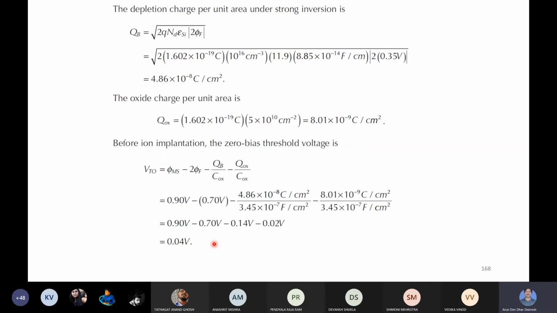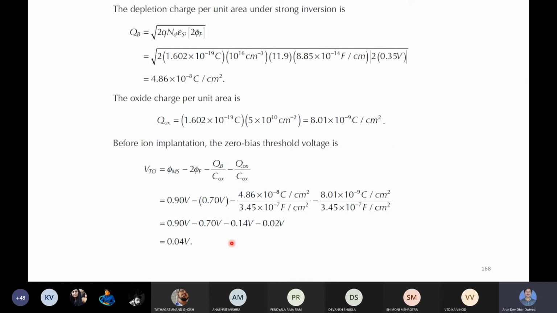0.04 volt. So though it is p type, it is coming positive, which is not desired. By this specification, whatever process parameters were given, you are getting threshold voltage 0.04 volt, which is not desired. This is why ion implantation is required, to make it negative. It is a p channel MOSFET, so its threshold voltage should be negative.